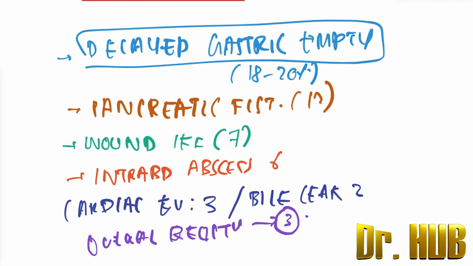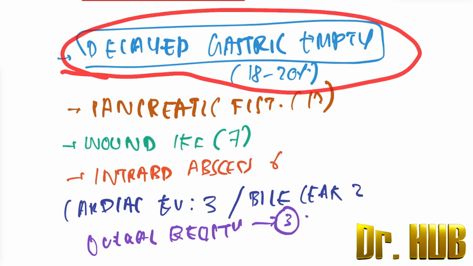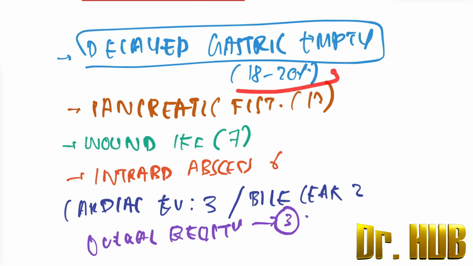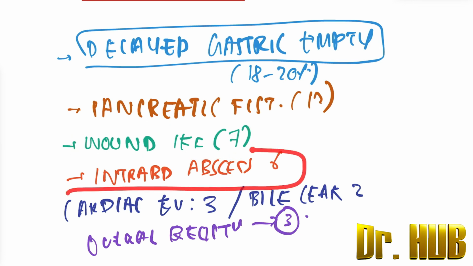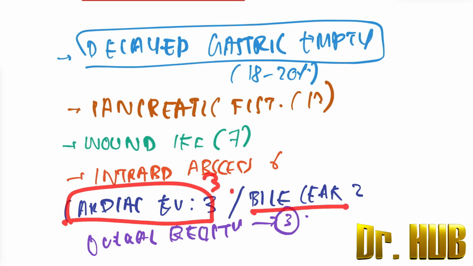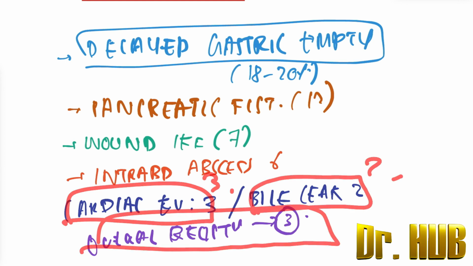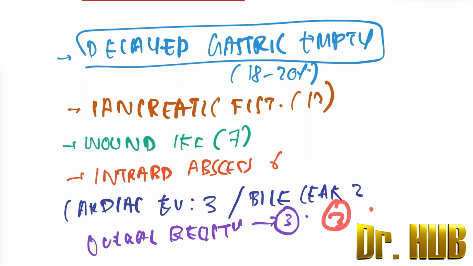So let's recap. The topic we saw was complications following the pancreaticoduodenectomy. It includes the delayed gastric emptying, which is the maximum, about 18%. Then the pancreatic fistula, which can be seen in about 12%. Then the wound infection is seen in about 7%. The intra-abdominal abscess 6%. Cardiac events 3%. Bile leak 2%. And the overall reoperation is about 3%.